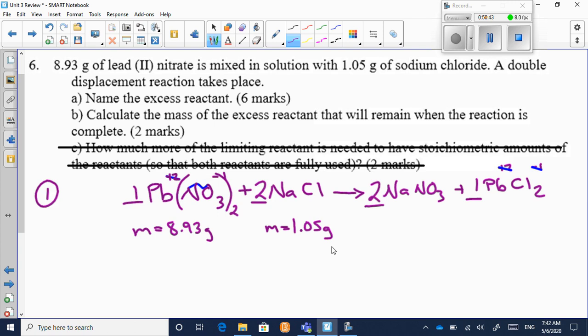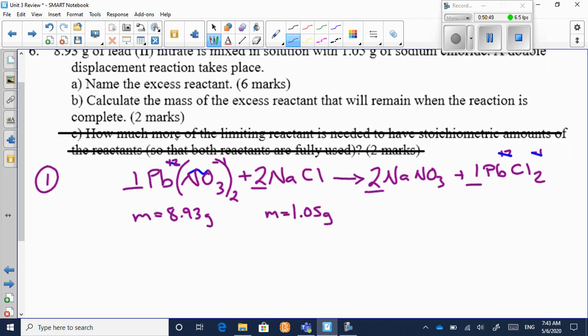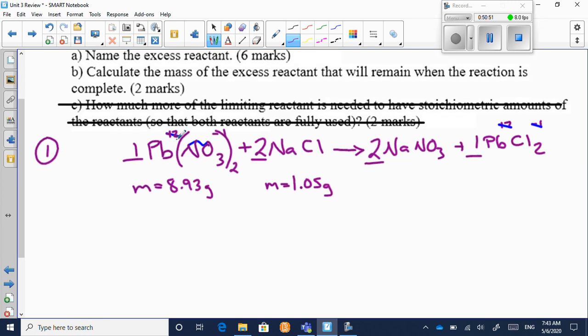But I can see that it says calculate the mass of the excess reactant that will remain. Oh, this is cool. Okay, so let's do this in order. So watch this. For step number 2, let's figure out the excess reactant. That's worth 6 marks. So, okay. So here we go. I'm going to convert to moles.